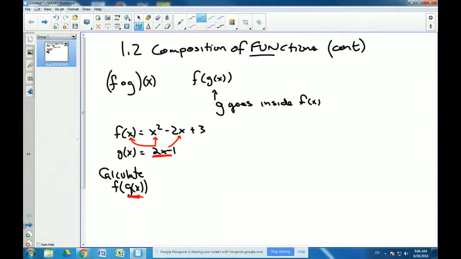So this is the same as saying f of 2x minus 1 everywhere I put parentheses.